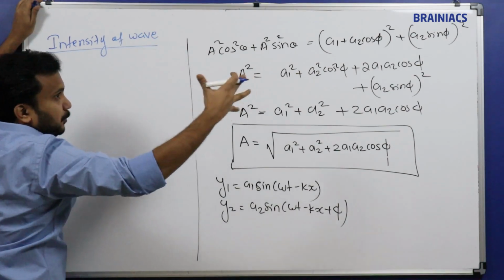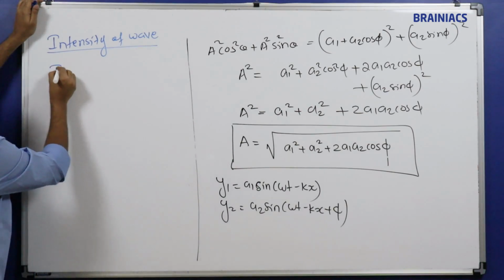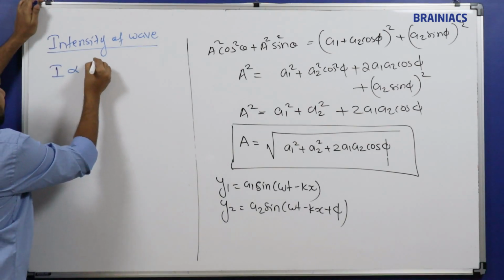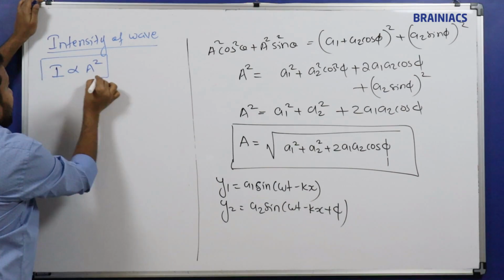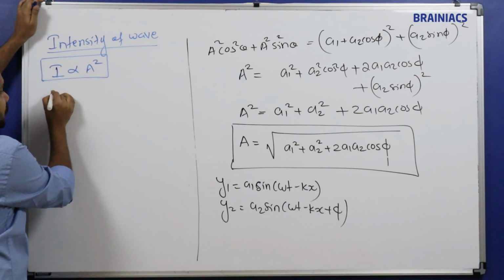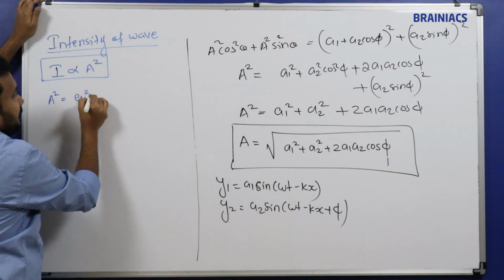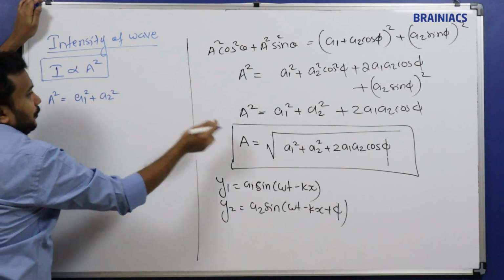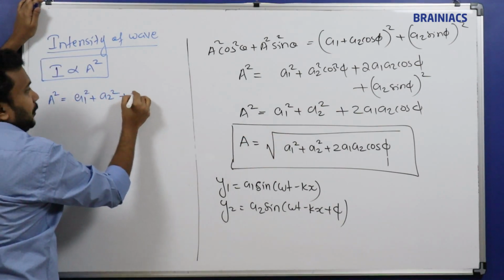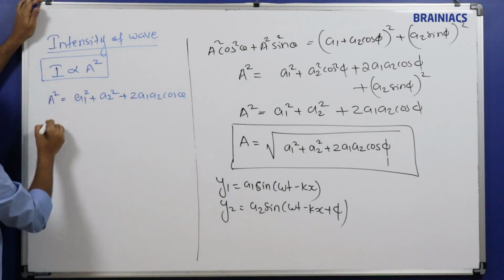Now we have a superposed wave, not an individual wave. Intensity is very important. Intensity is proportional to amplitude squared. So now we have these equations: A is equal to the root of a1 squared plus a2 squared plus 2 a1 a2 cos phi. In amplitude terms, I is proportional to A squared.